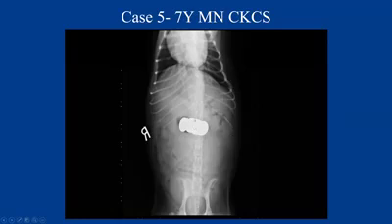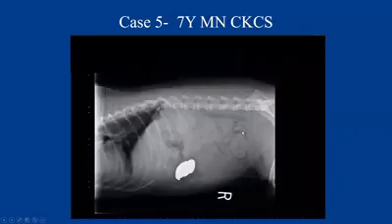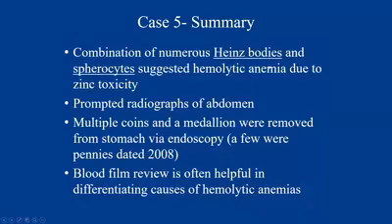We took x-rays of this patient, and there was a whole bunch of coins in this patient's stomach, right here. Here's the lateral. So the combination of Heinz bodies and spherocytes suggested a hemolytic anemia due to zinc toxicity, and it prompted x-rays of the abdomen, which got us our diagnosis. Multiple coins and a medallion were removed from the stomach via endoscopy, and a few were pennies that were dated 2008. Blood film review is often helpful in differentiating causes of hemolytic anemia, and this is a great example where we were able to give the clinician something to go on and make a diagnosis. So just be aware of zinc toxicity as a potential differential for your patients.